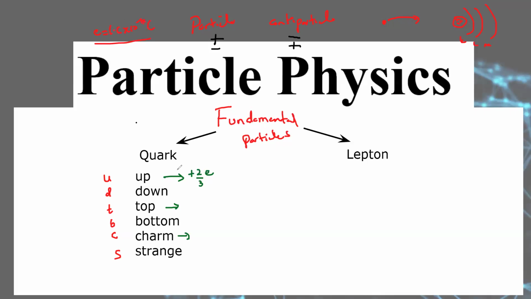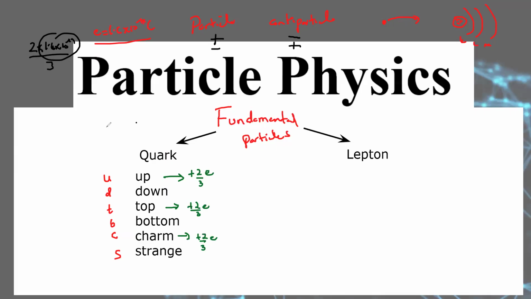So what is the charge of up? It means 2 by 3 e, which means 2 multiplied by 1.6 times 10 to the power minus 19, divided by 3. Instead of writing this number, we write e. So the charge of up is plus 2 by 3 e. What is the charge of top? It is plus 2 by 3 e, a positive charge. What is the charge of charm? It is also plus 2 by 3 e. So these are the charges of the positive fundamental particles.